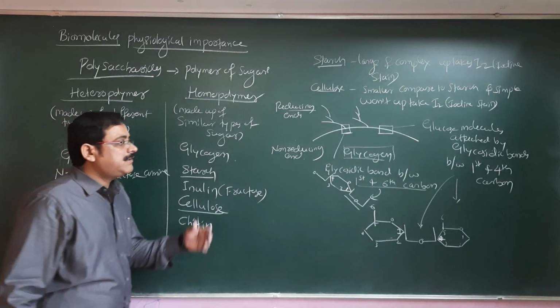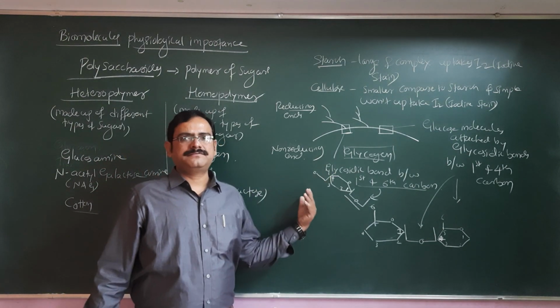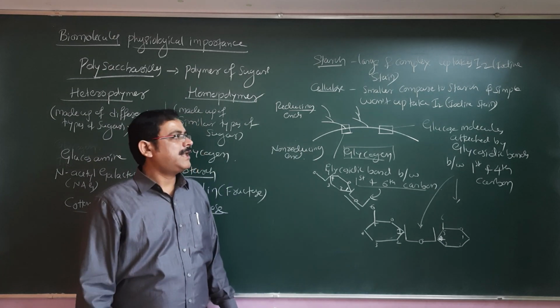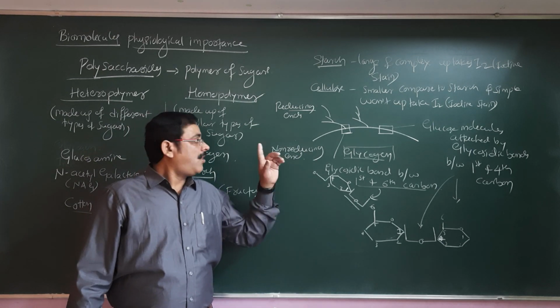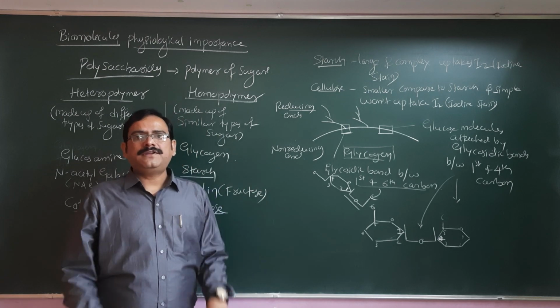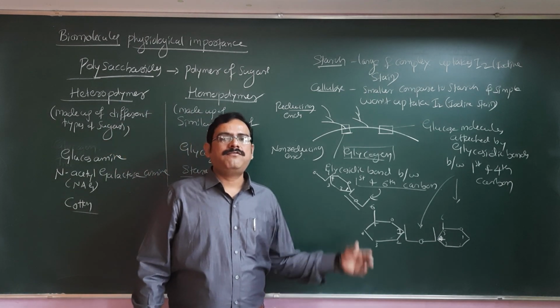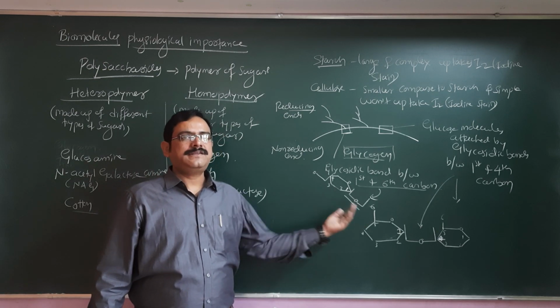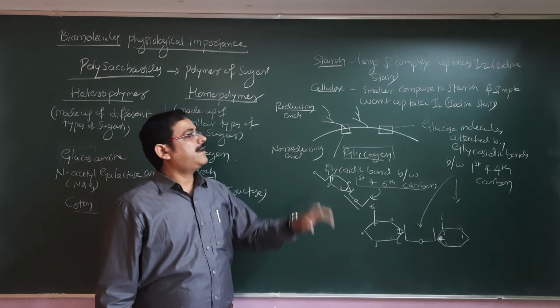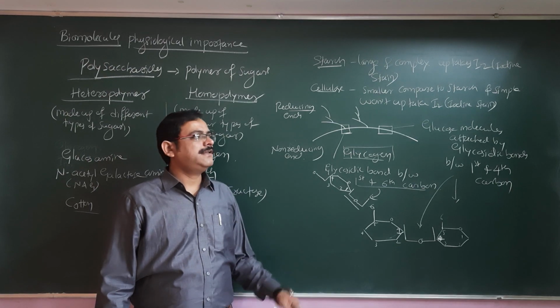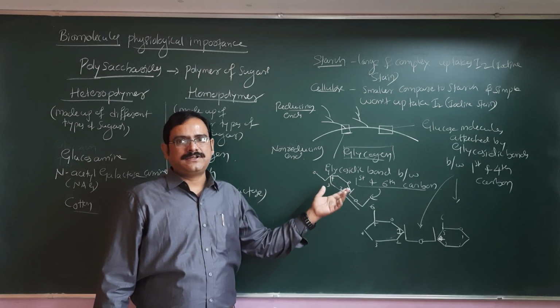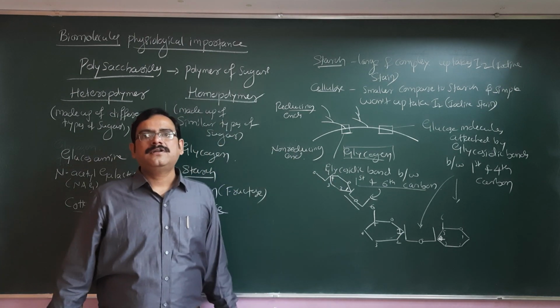Yes, what is the non-reducing end? It keeps growing. Reducing, yes, it stops somewhere, right? How are they attached? In the non-reducing chain, the glycosidic bond is between the fourth carbon and the first carbon of the adjacent sugars, and in the reducing end, it is the sixth carbon and the first carbon of the next sugar. So this you need to remember.